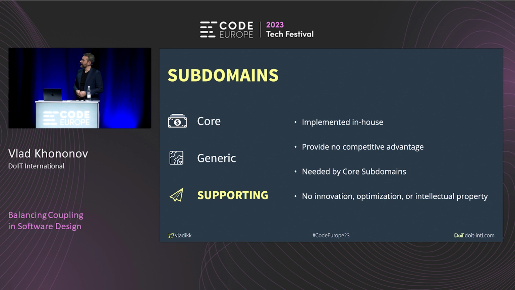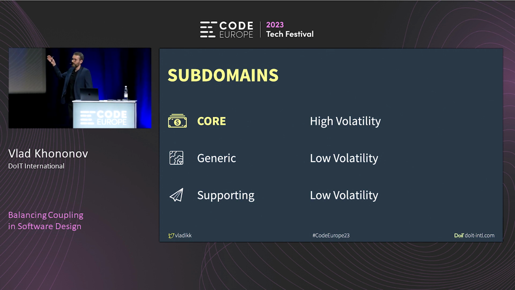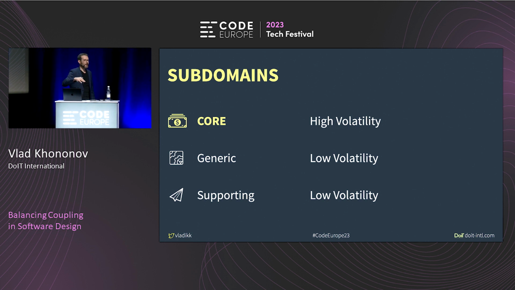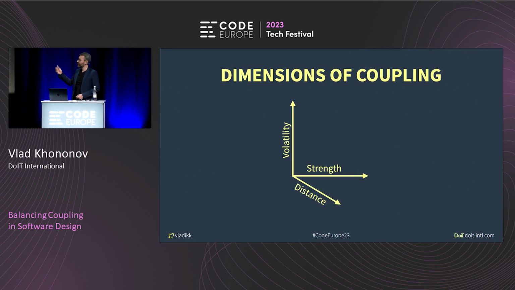So that means that core subdomains are going to be the most volatile. Business is interested in changing them the most. There is no point in changing a generic subdomain or a supporting subdomain. There is no business value there. Also, in terms of complexity, core subdomains are where the business complexity is. Supporting subdomains, on the other hand, are CRUD, data entry interfaces, ETL jobs, etc., things that are not really interesting. So we have these three dimensions of coupling.